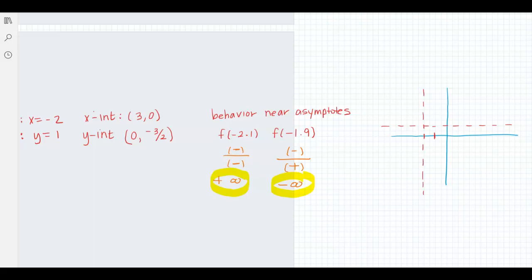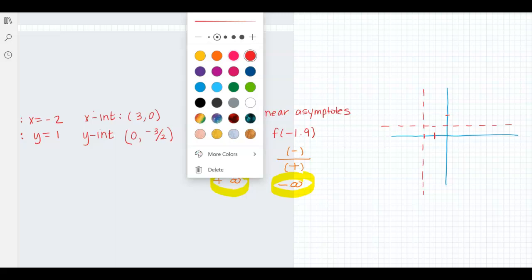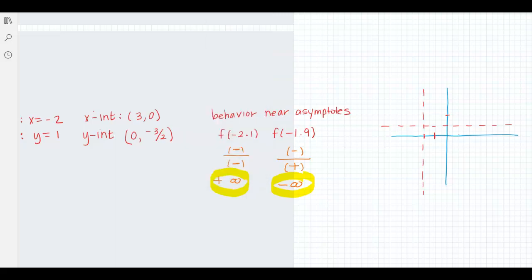3, 0. Let's graph that point. 1, 2, 3. Oh, sorry, that's wrong. We want to do 3, 0. 1, 2, 3 here. And then -3 halves, that's right. So like about here, right?